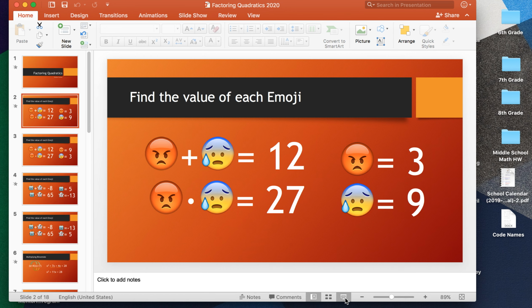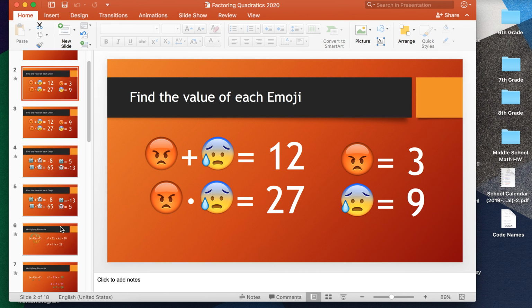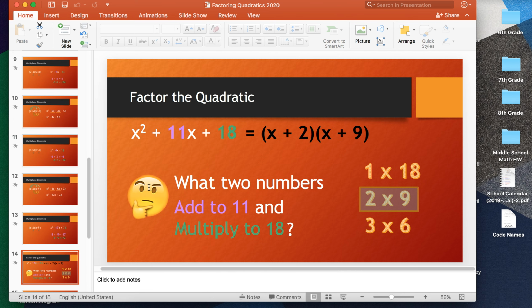So going back to the beginning, when you're asked to factor quadratics, just keep in mind you're being asked to solve a puzzle where you have to find two numbers that add to the middle term, the coefficient of x, and multiply to this final term that's a constant.